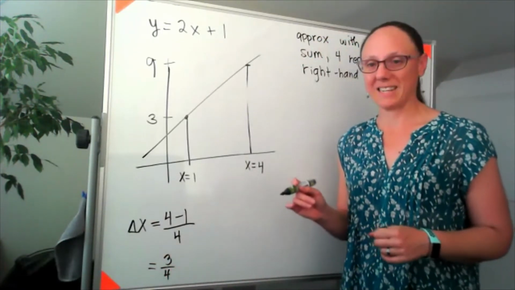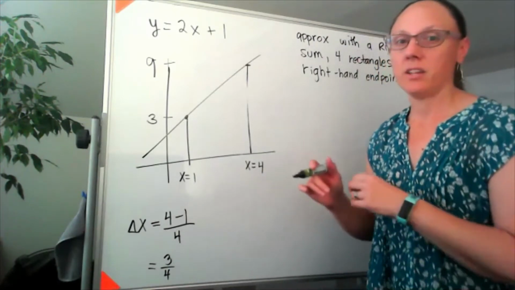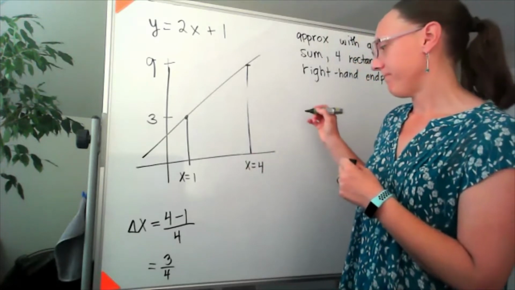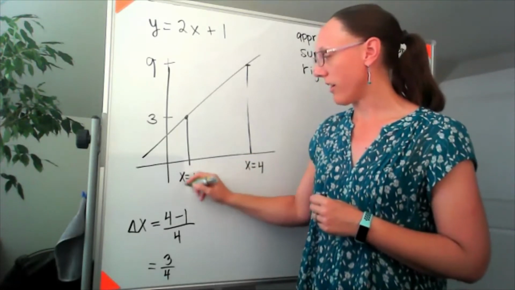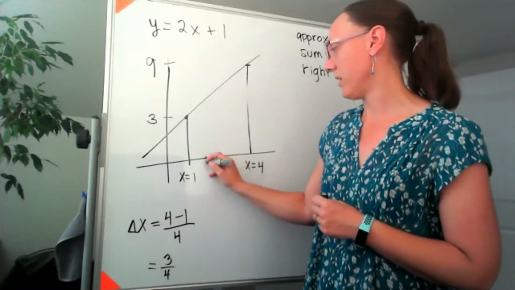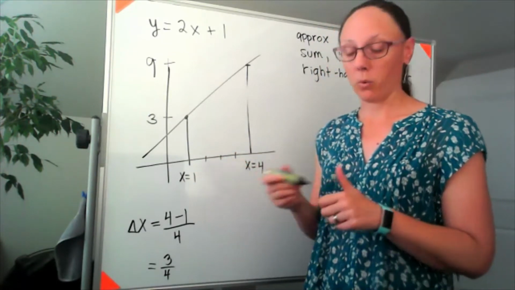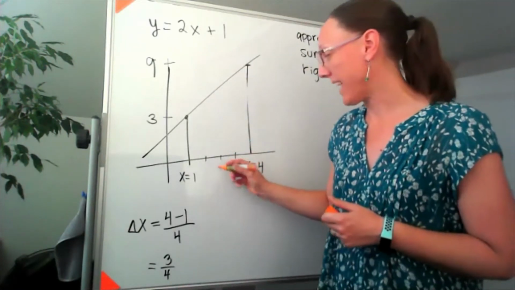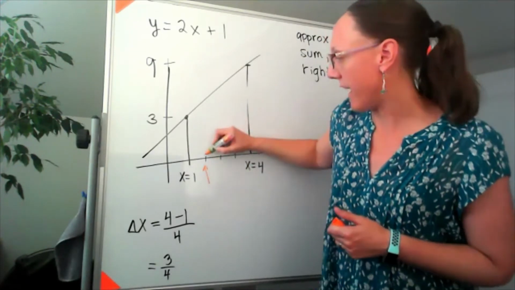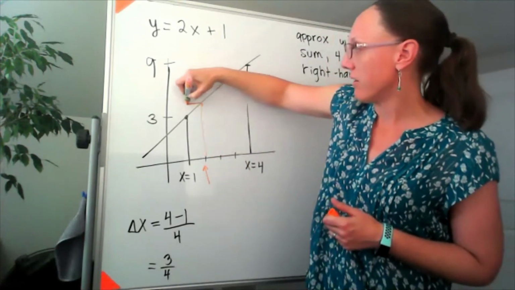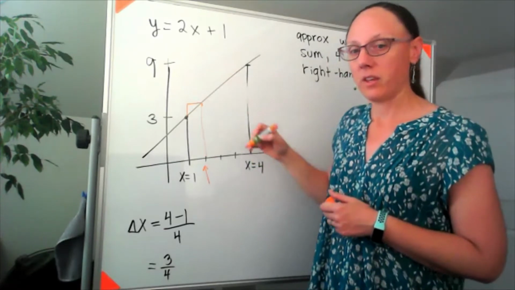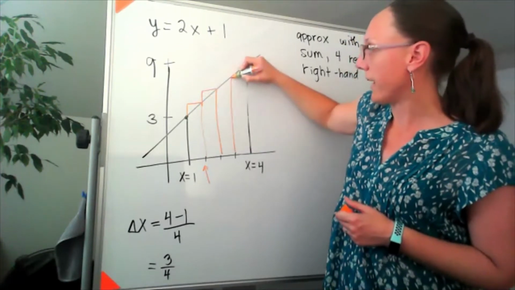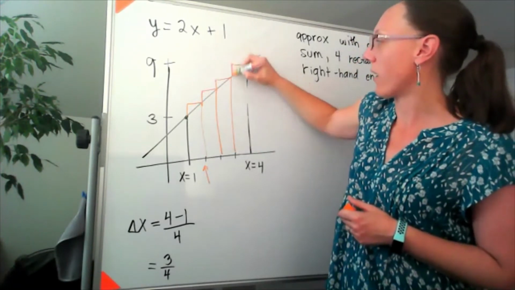Here's where life gets messy. I know, I chose fractions. We'll live. So we're starting off at an x value of 1, but we're going to use right-hand endpoints, meaning I'm going to take the right-hand side of each interval, and that is what will determine the height for that rectangle.